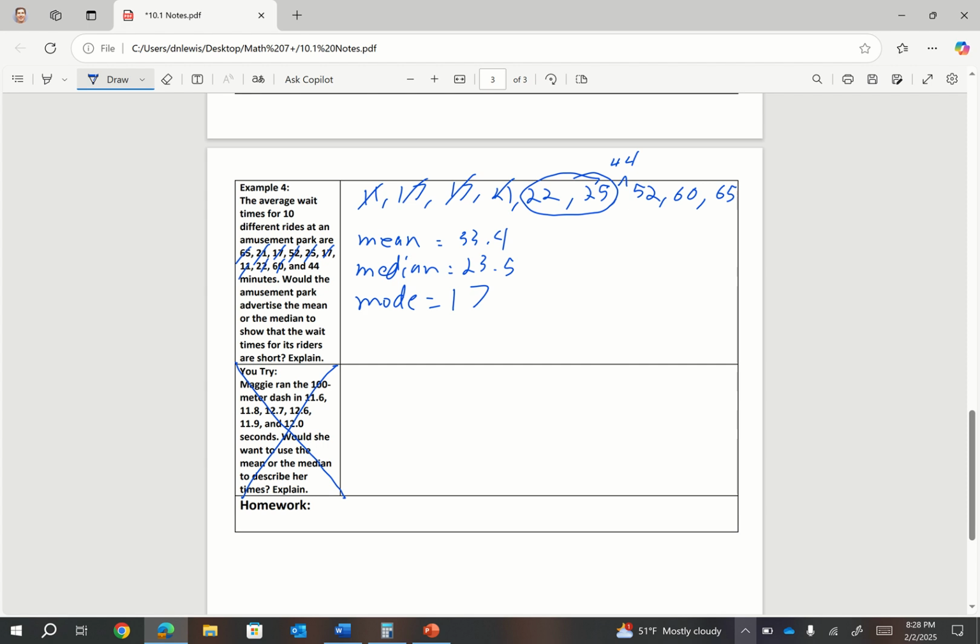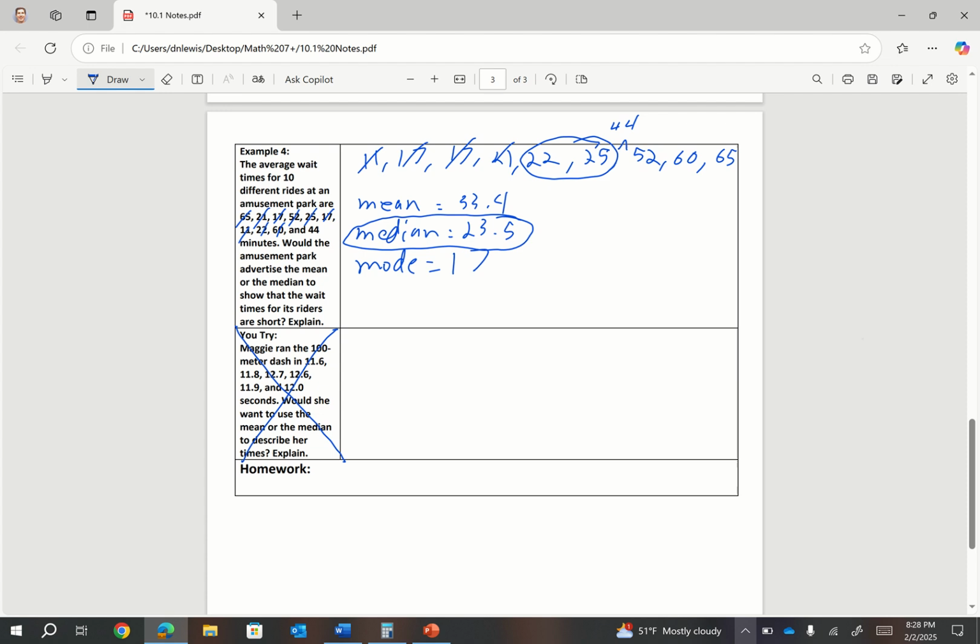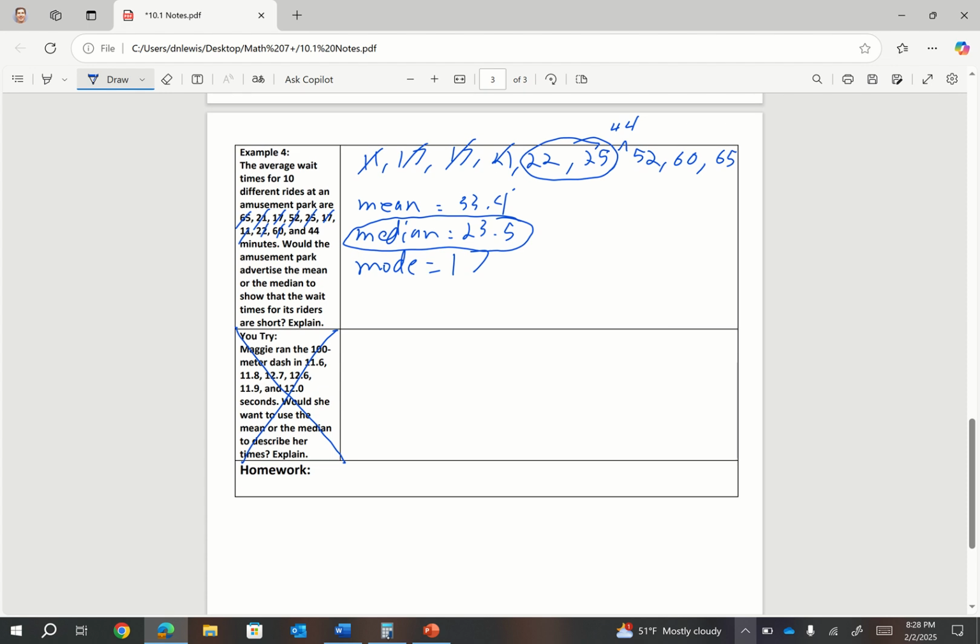So what would the amusement park advertise, the mean or the median, to show the wait time for its riders are short? Obviously they would want to tell everyone that their rides are about 23 and a half minutes wait time instead of that mean average. And that would still be pretty accurate. If we look at that data, that's still right in the middle with a lot of times lower than that. So they would not tell anyone that 33 minutes is the average.